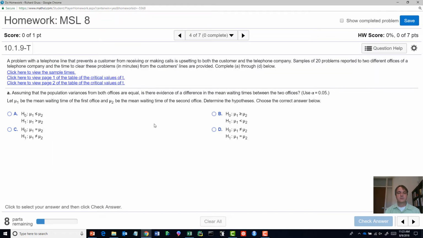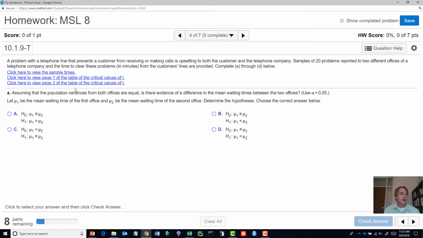Let's go ahead and do these questions one by one. So we're going to assume that the population variances are equal, so we'll do that equal variances test. Is there evidence of a difference in the mean waiting time between the 2 offices? Okay, so classic 2-tailed independent samples t-test with an alpha of 0.05.